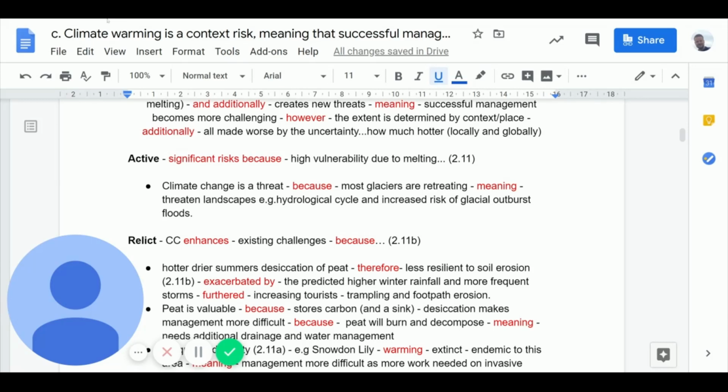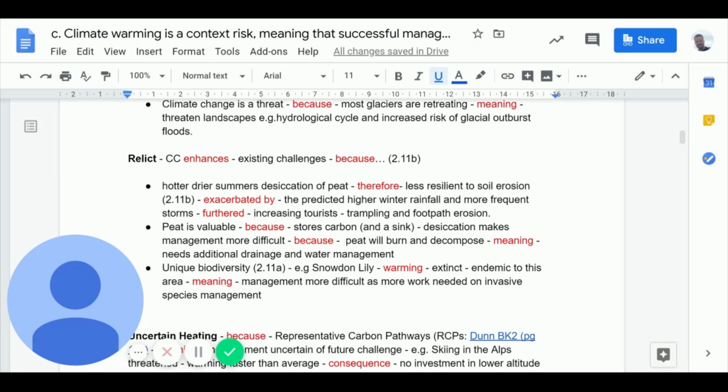So when you look at 2.11, when you're looking at the active ones, avalanches, glacial outbursts, hydrological cycles such as meltwater release, river discharges, sediment yields, high water quality, that's all going to be under threat. You already know that, but this is going to make it worse. Obviously, the greater the climate change, the more difficult management becomes. So if we think about one example, the climate change is a threat because most glaciers are retreating, meaning it threatens landscapes such as a hydrological cycle, an increased risk of glacial outbursts. And then hopefully you've already got notes on glacial outbursts from before.